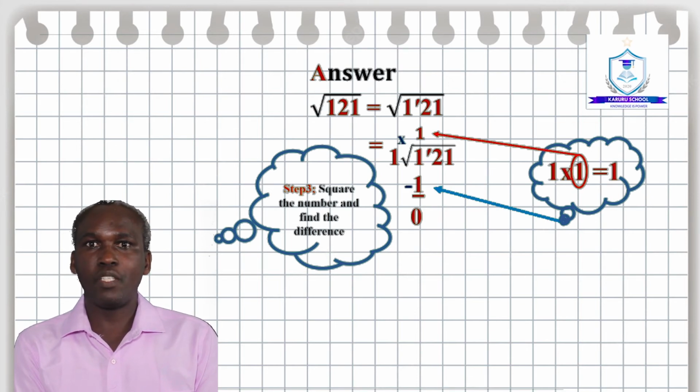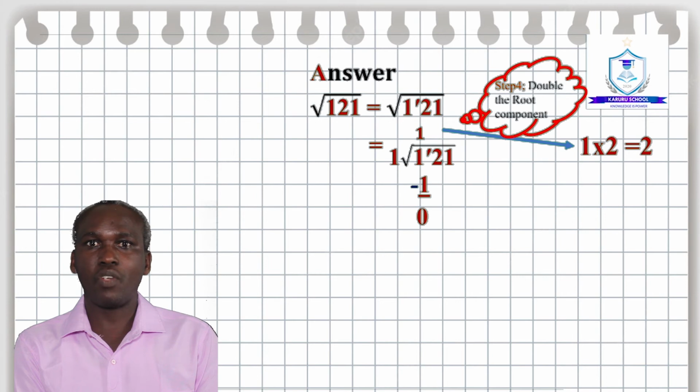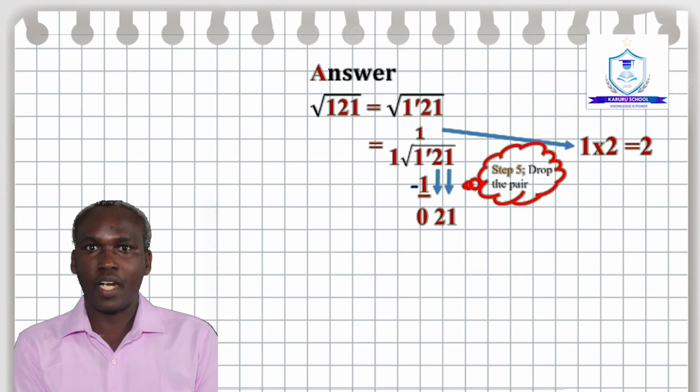The next step is to double the root, which means that we'll have 1 multiplied by 2, which will give us 2, and then drop the next pair to the right. We had paired 2 digits, that is 2 and 1. We need to drop them. So drop 1 and then drop 2. This generates a new number, 21.